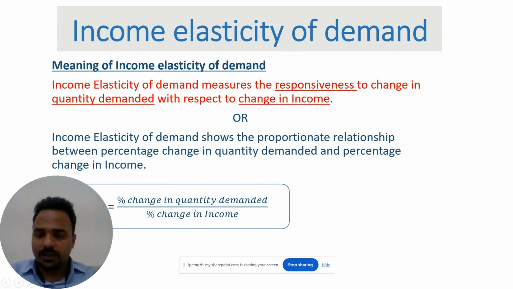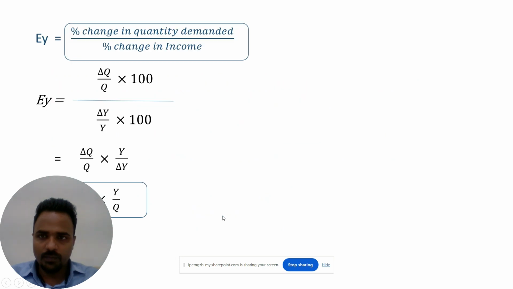The formula is: income elasticity of demand is percentage change in quantity demanded with respect to percentage change in income. So the change is income. The formula is also the same.